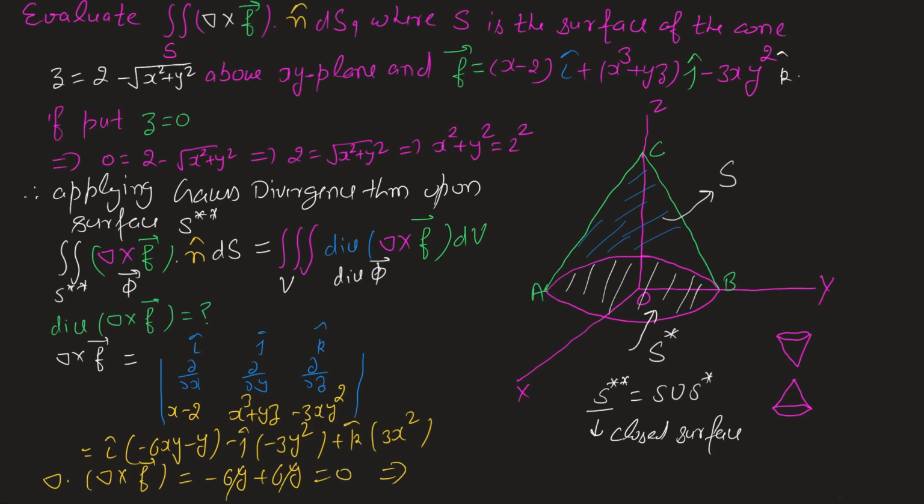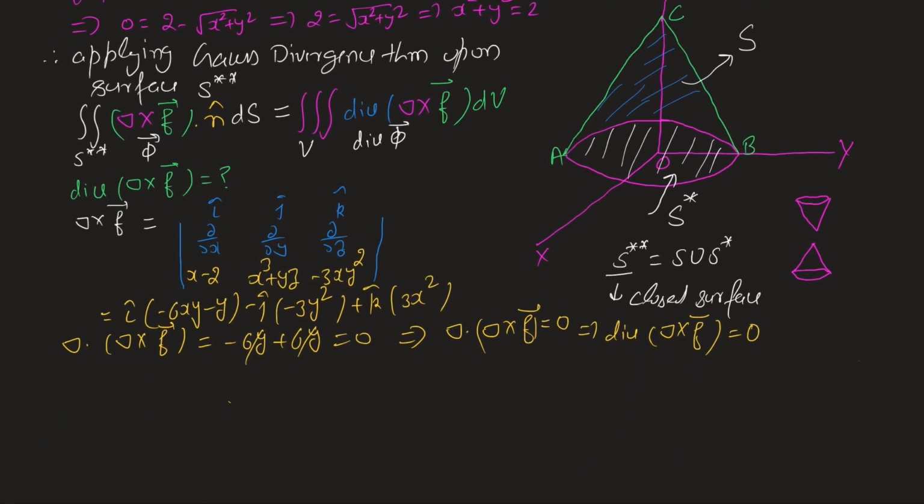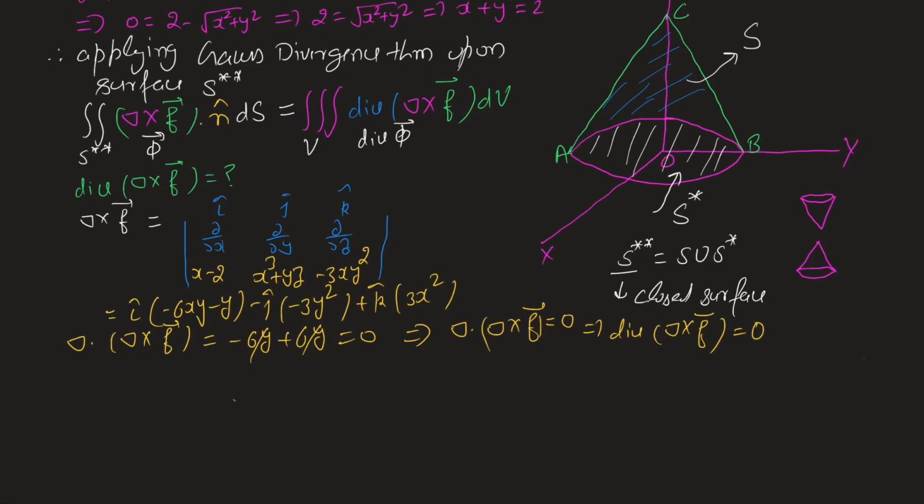This implies that del dot del cross F is equal to 0, or divergence of del cross F is 0. So we have shown that this divergence is 0, and using this in equation number 1 we will get this surface integral over the surface S double star, which is a closed surface, is 0. So we can write it, and you may name it as equation number 1.